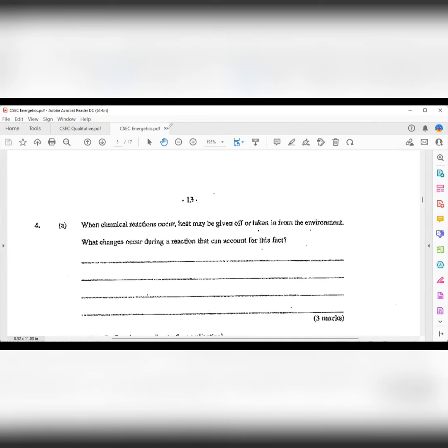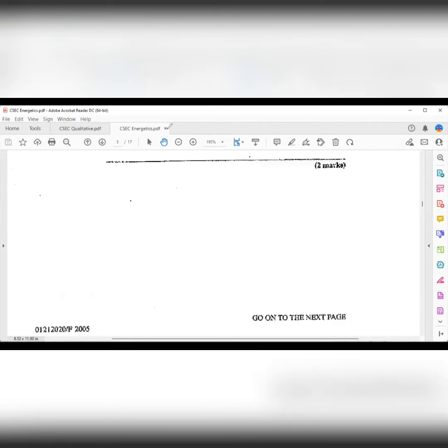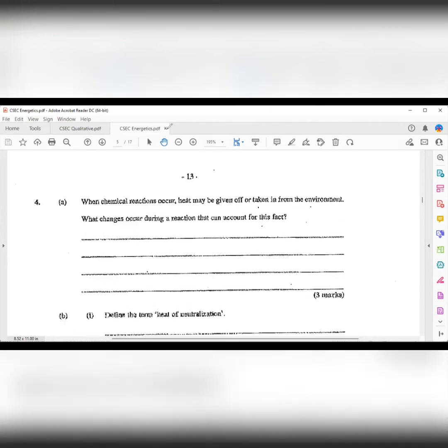When chemical reactions occur, heat may be given off or taken in from the environment. What changes occur during a reaction that account for this fact? This is an actual CXC question. Let me see when they gave this. This was in 2005. They probably don't give this again.